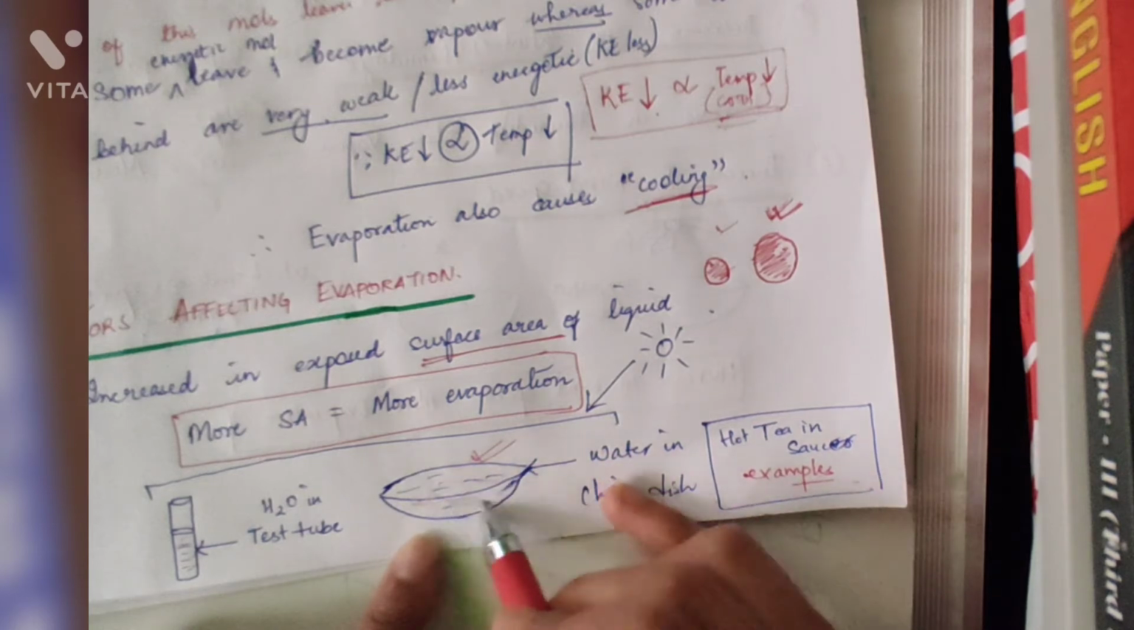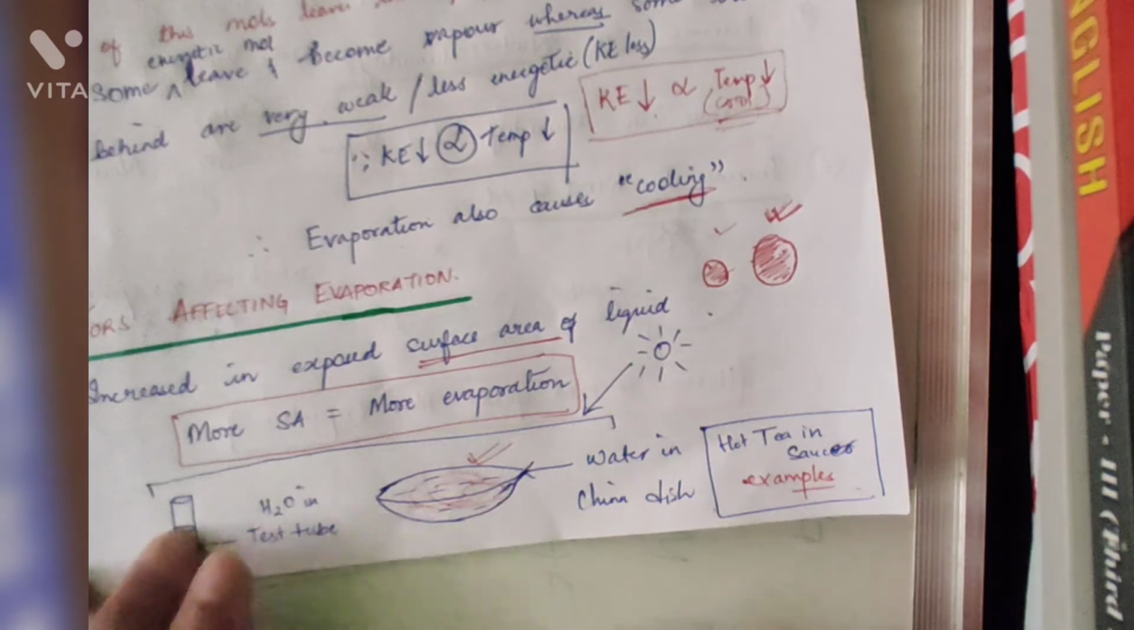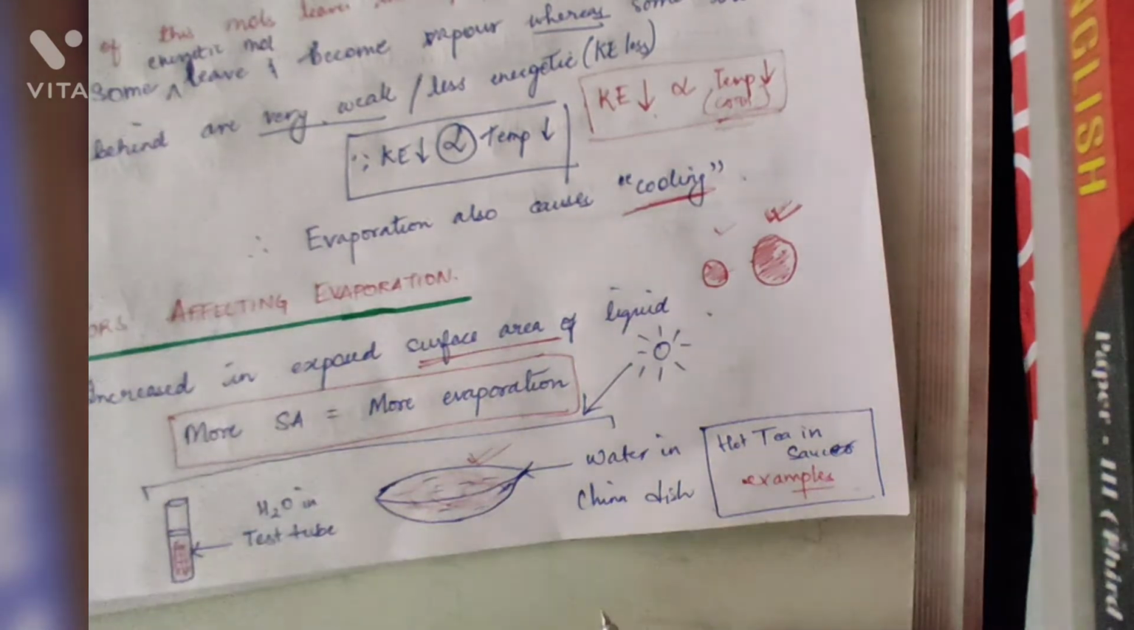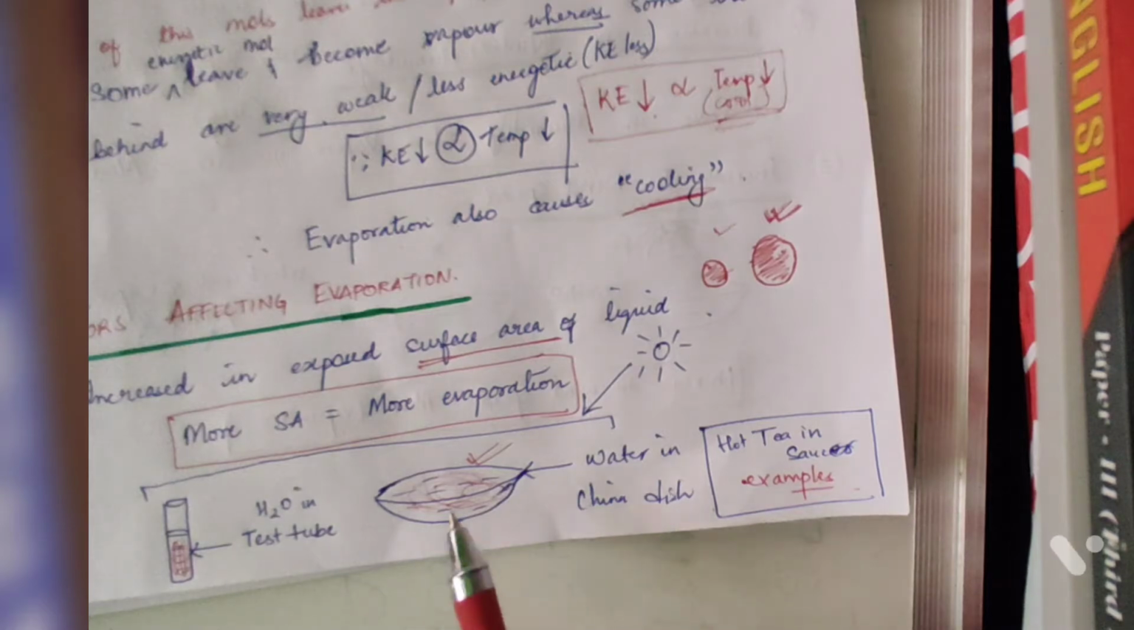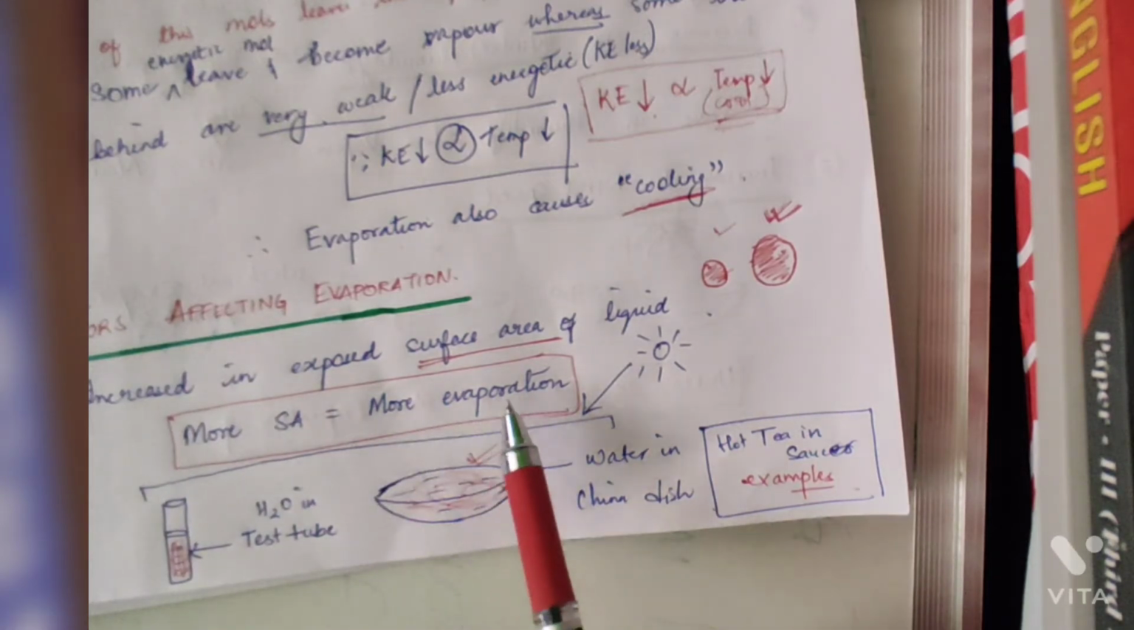Do you see the space here? It has more surface area than this test tube. This test tube, nothing will happen to it. The water will remain the same because the surface area is very less. You understand? This proves that more surface area is equal to more evaporation.